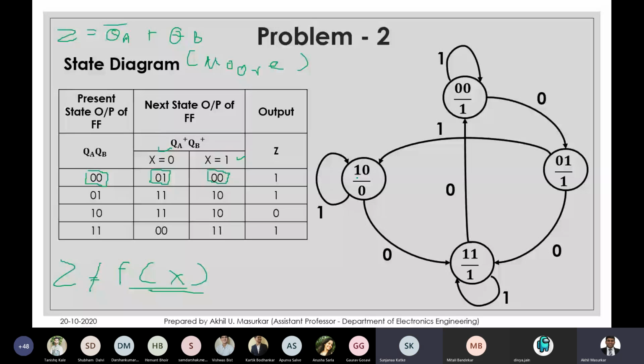I'll wait for 2-3 minutes. In the meantime, if there are doubts in the previous state table and this one, you can ask the doubts. Sanjana, you can mute yourself. Thank you, sir. So once you are done, just write done in the chat box.